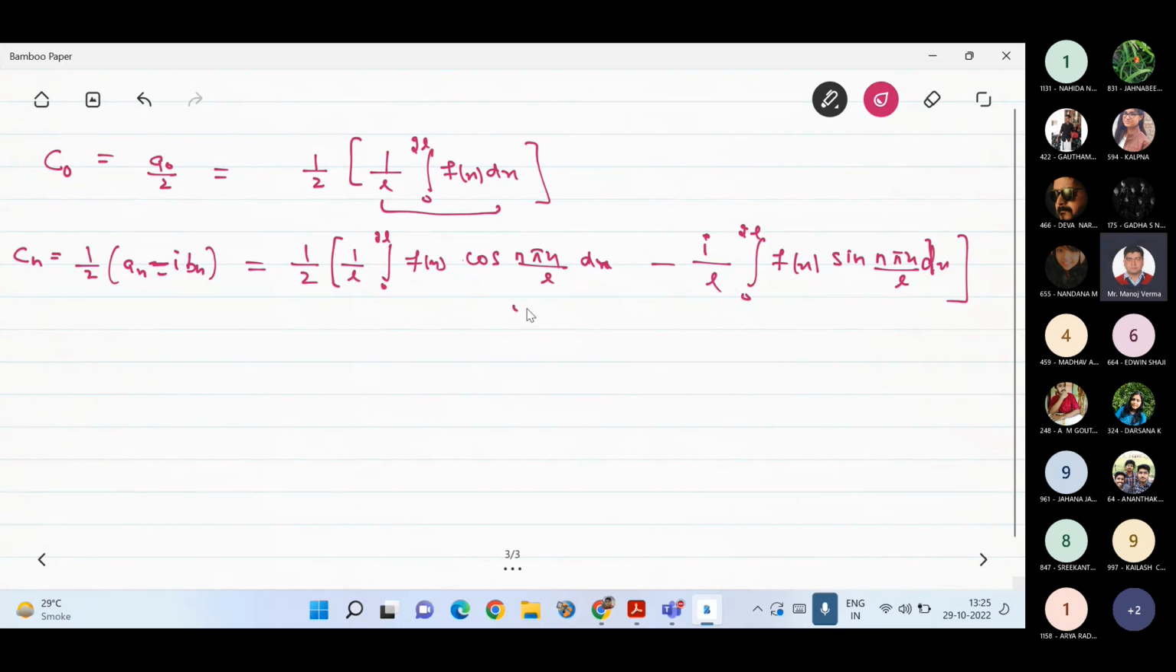But I can solve this. I can simplify this further. These integrals, I can write this as, okay, it will become 1 by L. I am taking common from both the terms. It will become 1 by 2L.